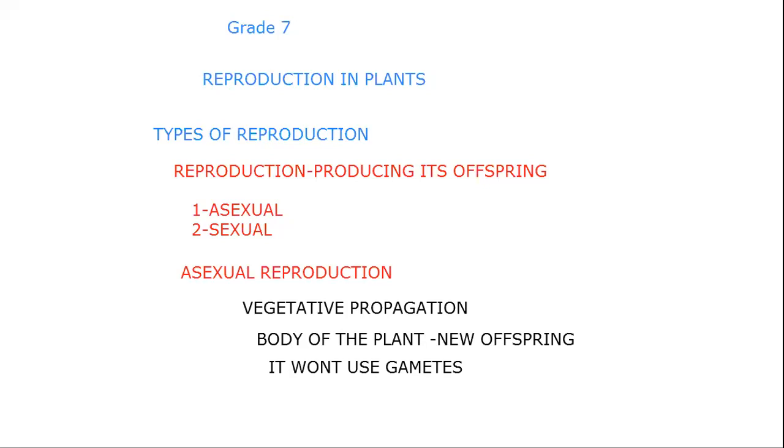So we are seeing asexual reproduction, which is also termed as vegetative propagation. That means a part of the body of a plant will produce its offspring. This is what we are seeing, right? So body parts means what I have just asked. What is a body part? That is what we are seeing.